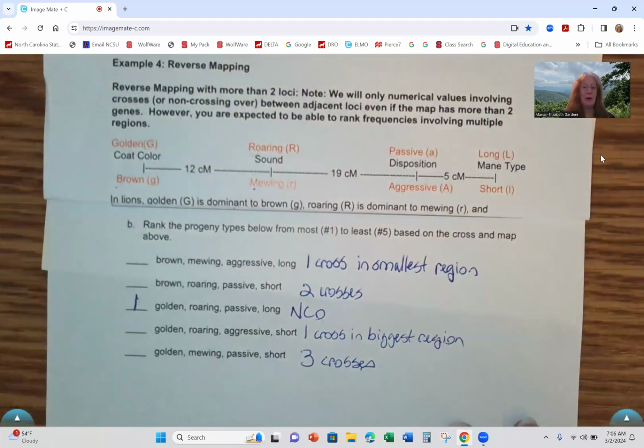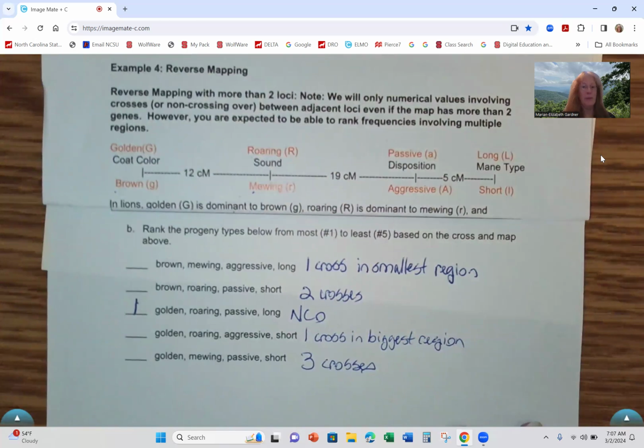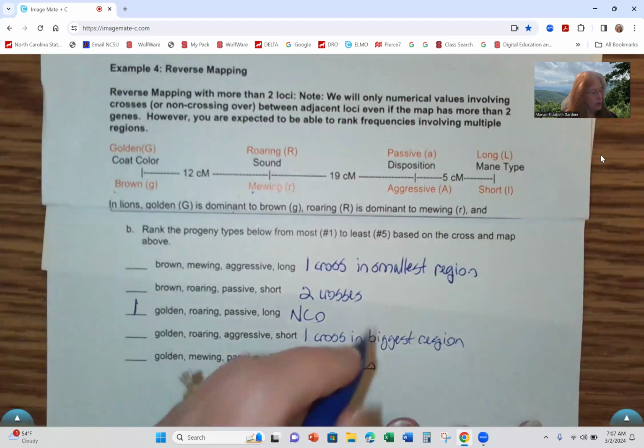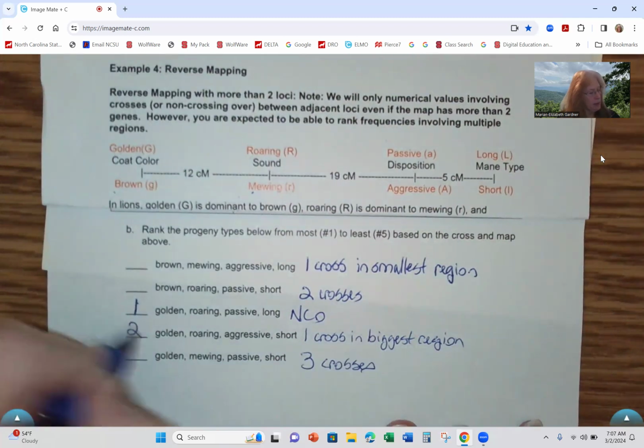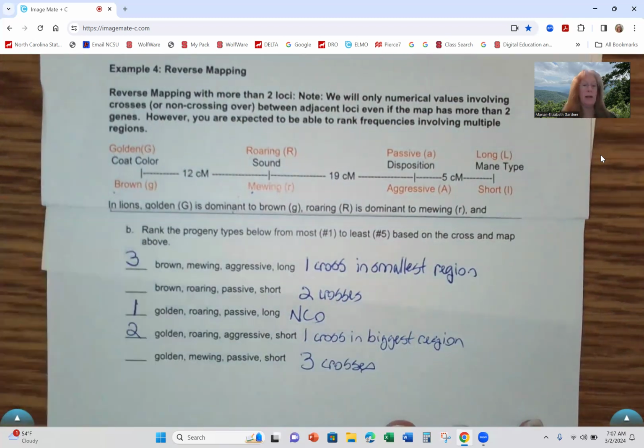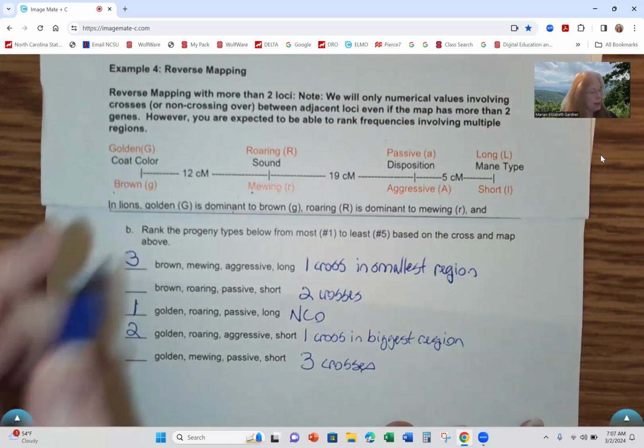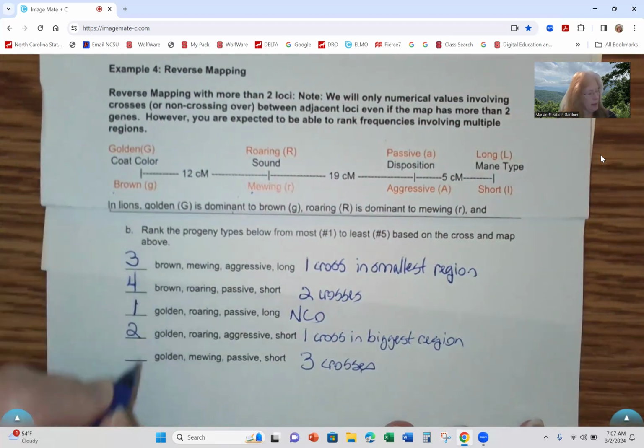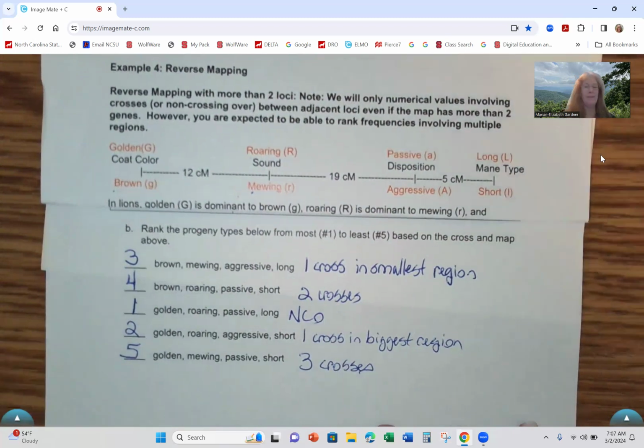Okay, no crossover, most common. One crossover will be the second most common class, with a cross in the big region being more common than a cross in the small region. Two crosses would be more common than 3 crosses.